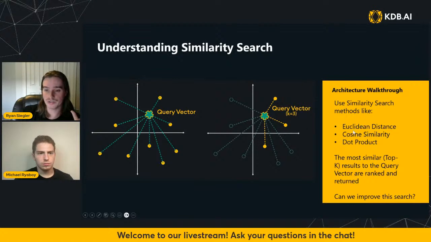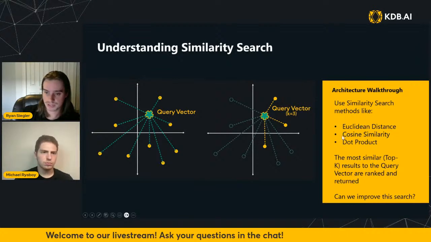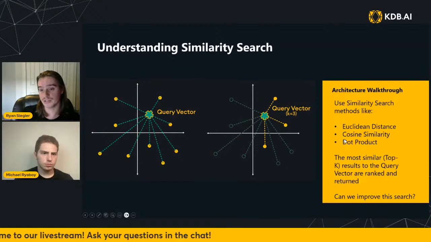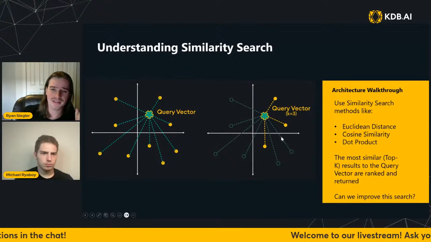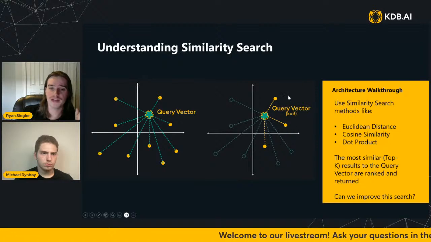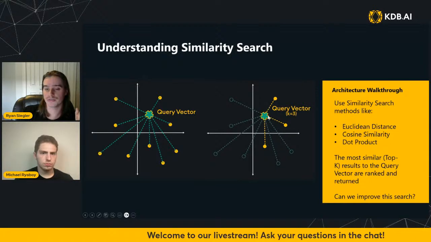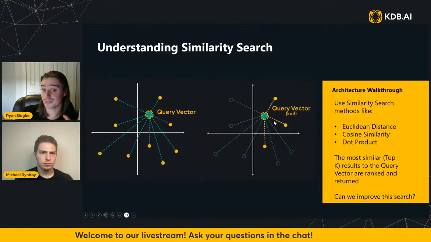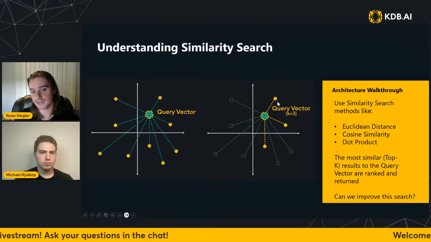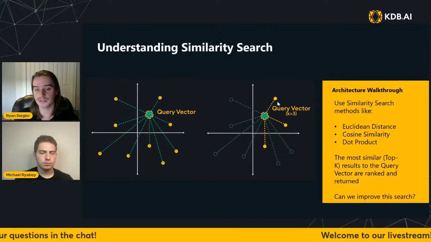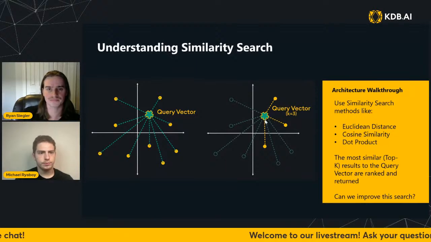So we can do Euclidean distance, cosine similarity, or dot product. These are three search methods that are offered in KDB AI that will find what are the most semantically relevant vectors to that query vector. And then this is really powerful because we can take these semantically relevant vectors and then pass them downstream to our large language model or other applications.